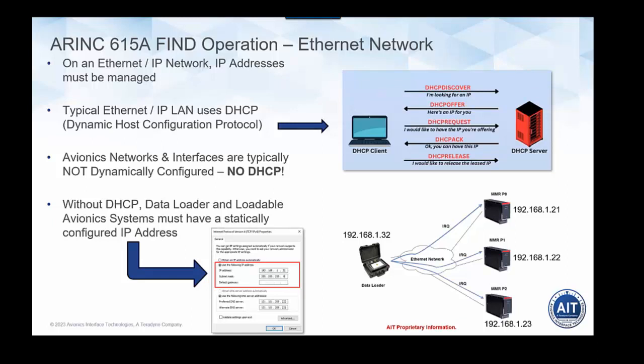If we take a step back, to be able to communicate on an Ethernet IP network, which is what data loads are done over, the data loader and the avionics systems have to have their IP addresses administered. They have to know what their IP addresses are. If we use the example of a normal LAN, say an office network, a LAN where you connect PCs or laptops that communicate, in those situations typically there is a server or some kind of function.